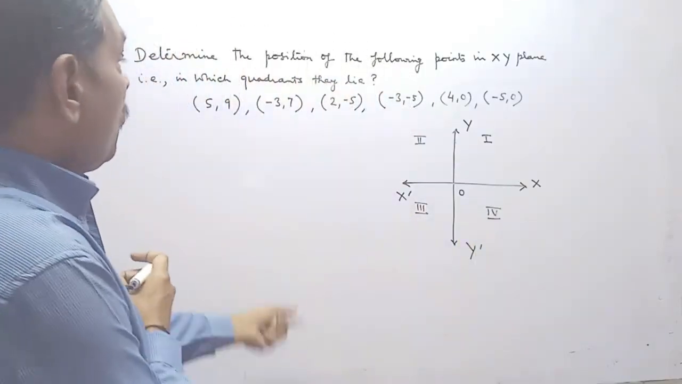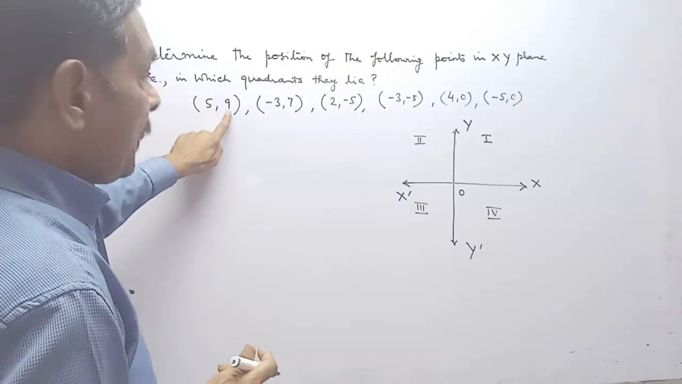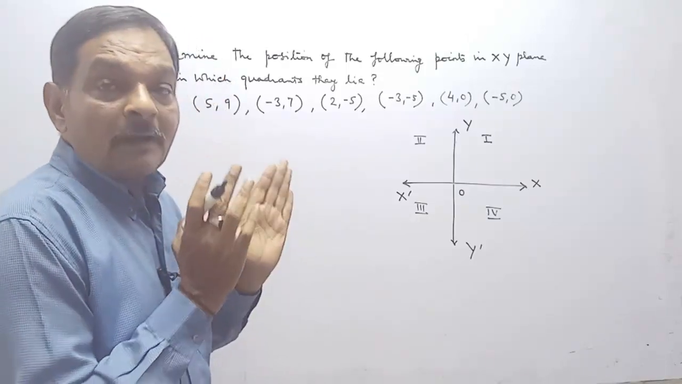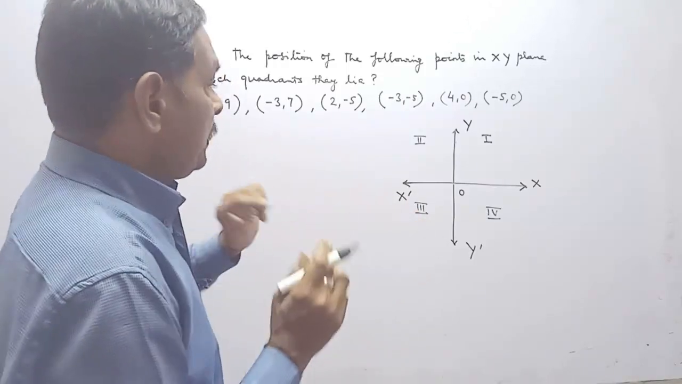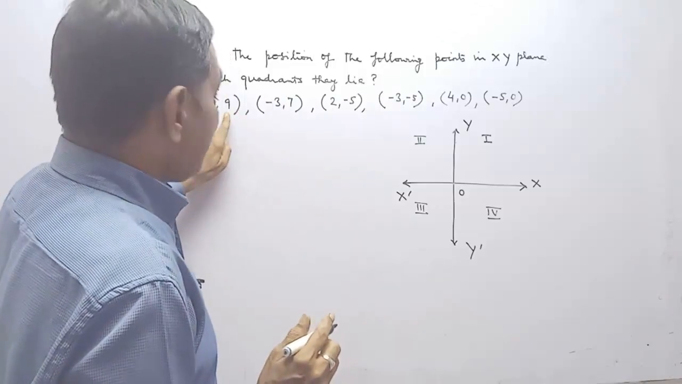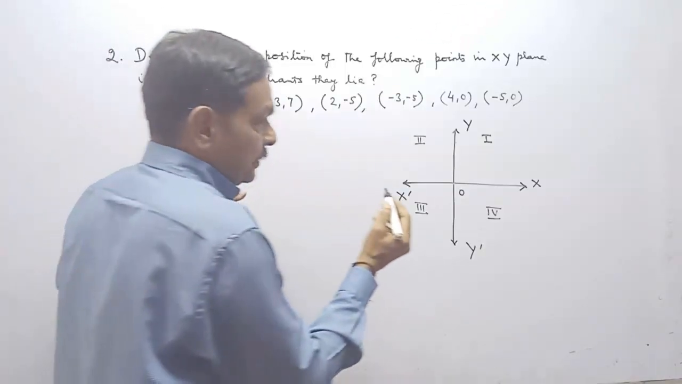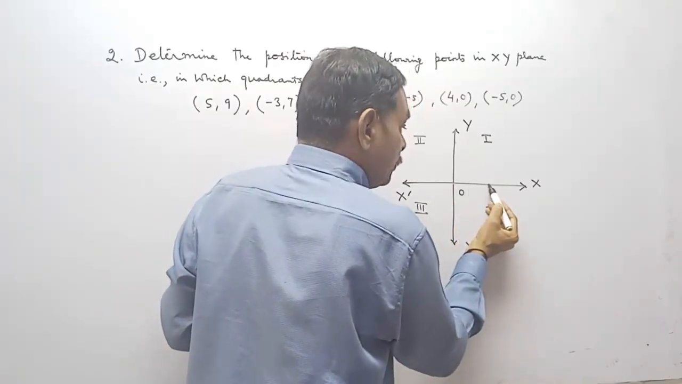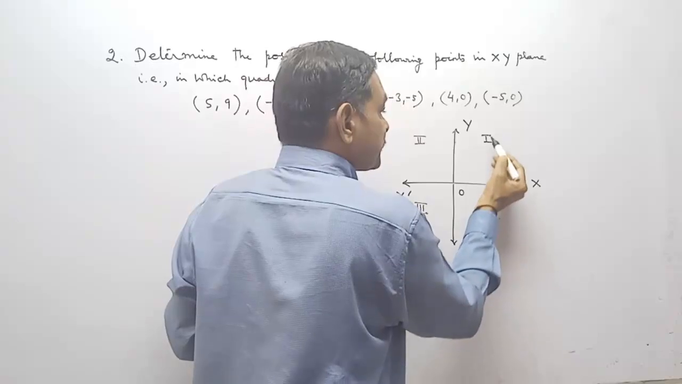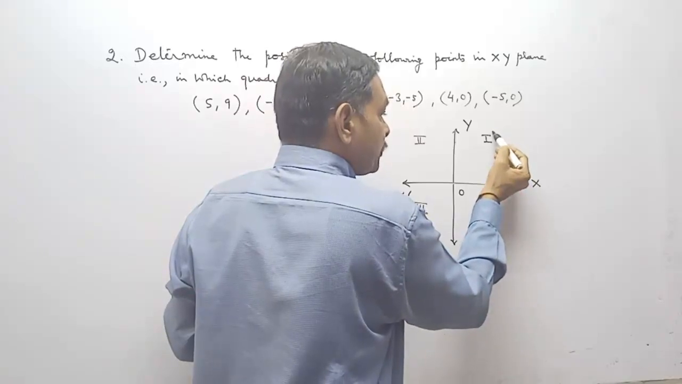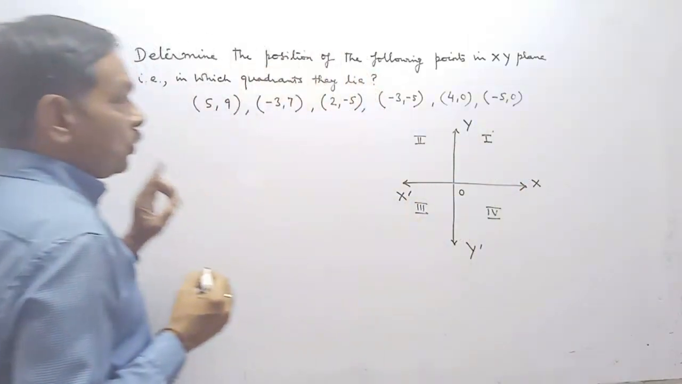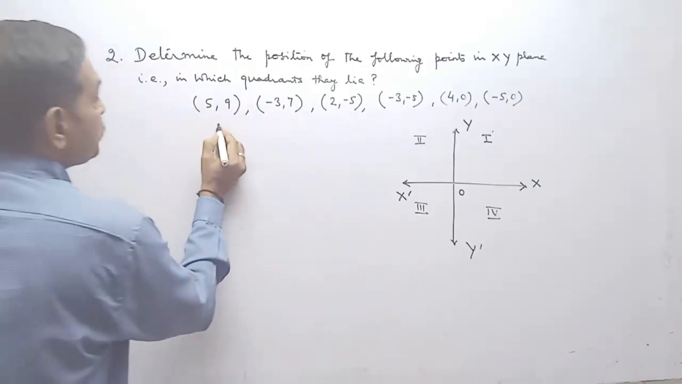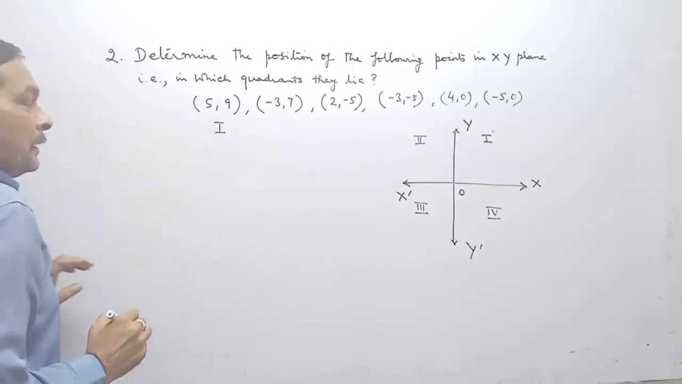Okay. Now, first point is (5, 9). Means on X-axis we are moving 5 units, on Y-axis we are moving 9 units, both in positive direction. 5 units in positive direction means here, 5 units. 9 units in positive direction means upper side. So we will be approaching this point somewhere here. So this point lies in the first quadrant.